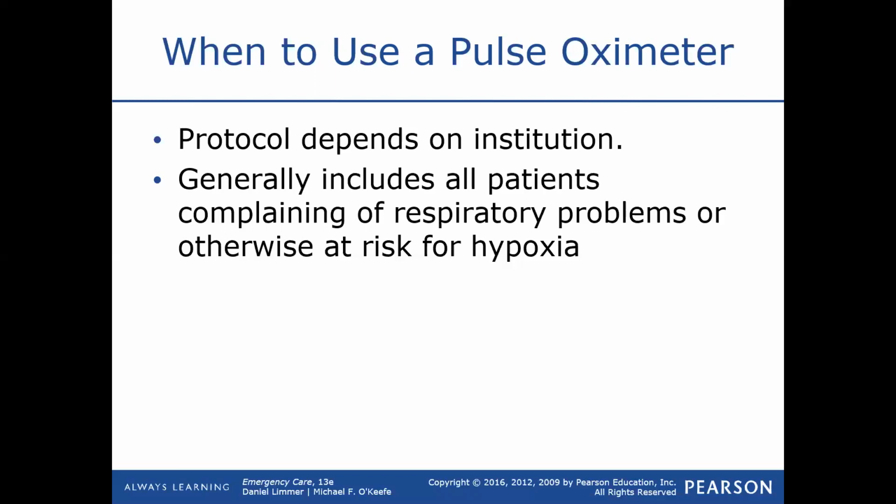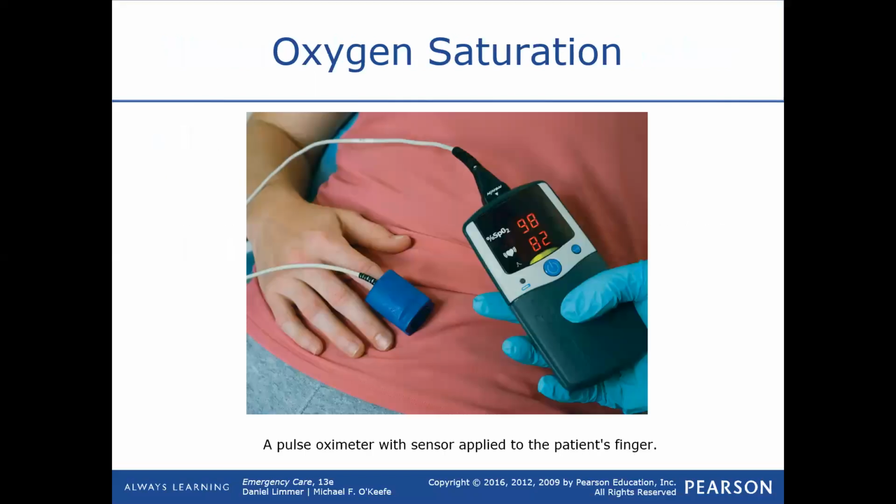You can get a better reading on kids by putting it on their toes, little babies. Generally speaking, if you put it on their finger, they don't really like that and pull it off, so that's an option for you. This generally includes all patients complaining of respiratory problems or otherwise at risk for hypoxia. Anymore, those pulse oximeters are kind of cheap, so we just put them on all the patients just to get that.